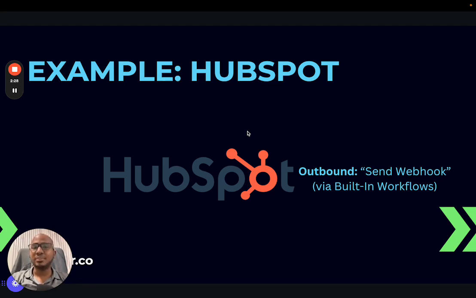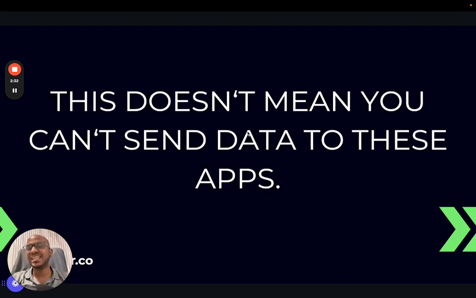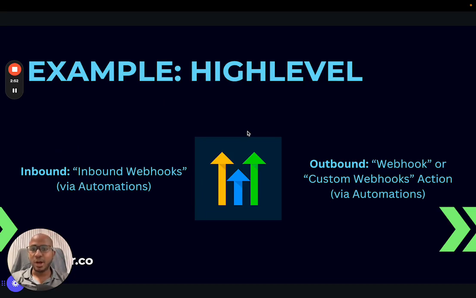Now, these are some examples of tools that have outbound webhook functionalities. This doesn't mean you can't send data to these apps. It's just that they don't have, like other platforms do, the ability to have a customized chat, so to speak, a customized way for you to send me any data I want and for me to process that data. Now, there are other applications like Go High Level, which is a popular marketing automation platform as well, that have both inbound webhooks to receive information and custom webhooks to send it.